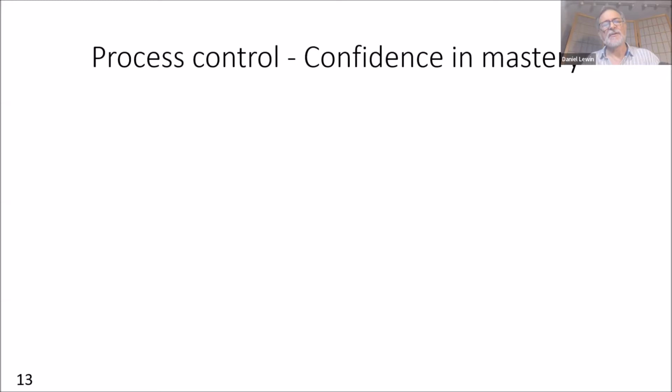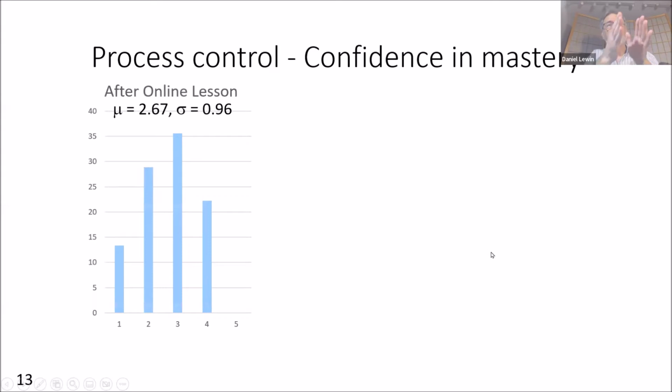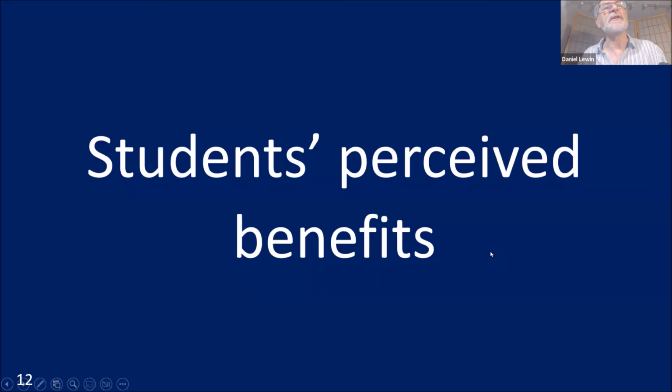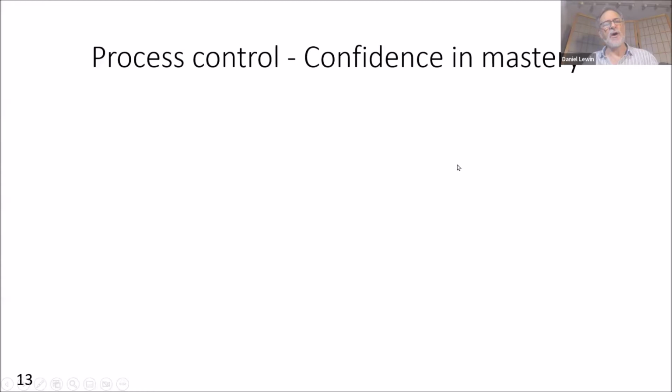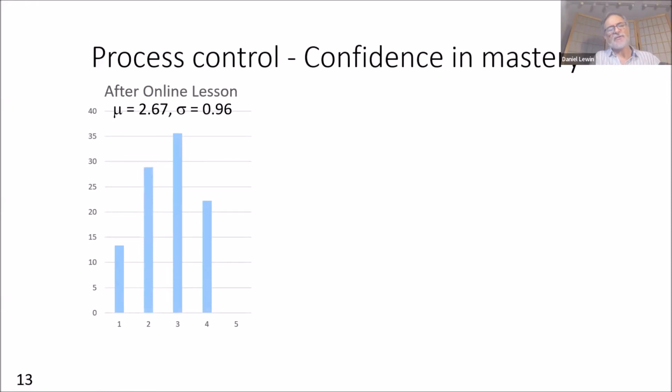I'm teaching a lot of courses. So here's data for process control from last year. It appears in one of the publications that came out in the last year. We've done a lot of publications in the last year. In every course that I teach, I ask students how they perceive their level of confidence at every step of the way. So after the online lesson, how confident are they about their understanding? Here is confidence on a range of 1, absolutely no confidence at all, to 5, very confident.